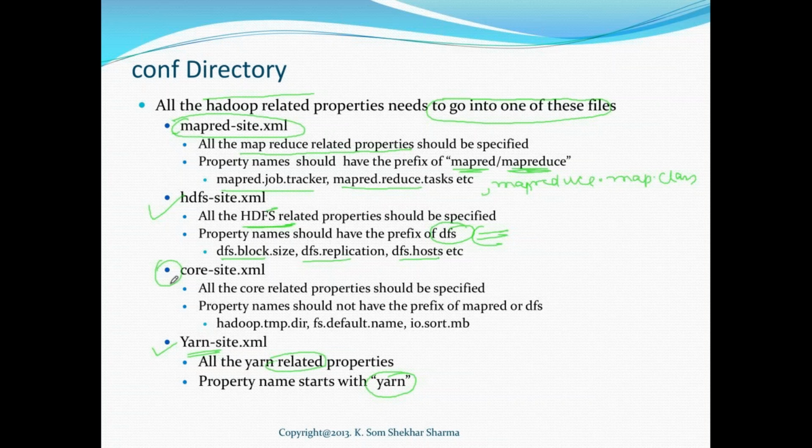Now, Hadoop as a system, a big framework, has its own properties, which are core properties, specific to Hadoop, right? All those core-related properties should be specified in this XML file, core-site.xml. How do I identify which property belongs to core? It should have neither of the prefixes mapred, dfs, or yarn. So whenever the property prefix does not start with any of these three, it's a core-related property, and it has to be specified in the core XML file.